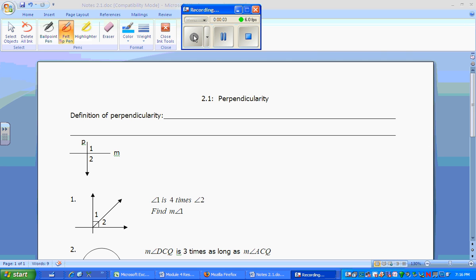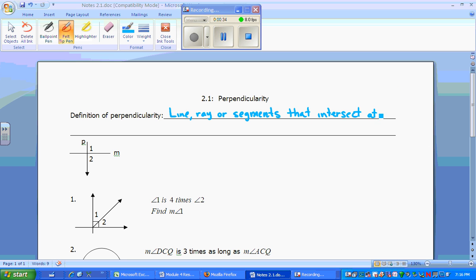Today's lesson is 2.1, dealing with perpendicularity. Let's start with the definition of perpendicular. The definition of perpendicular is any line, ray, or segments that intersect at a right angle are perpendicular.